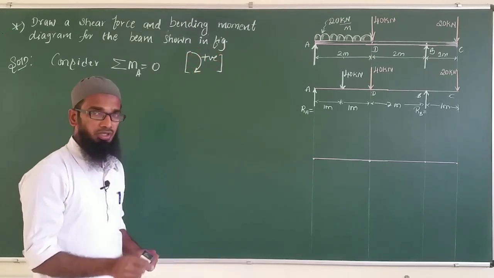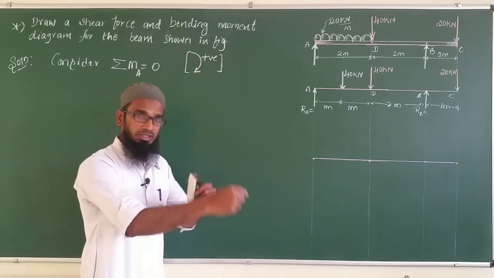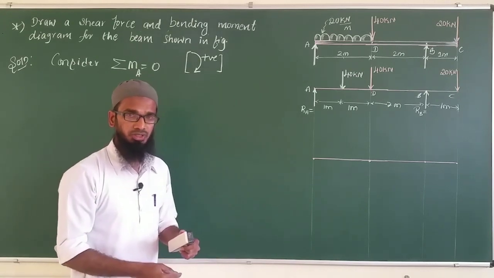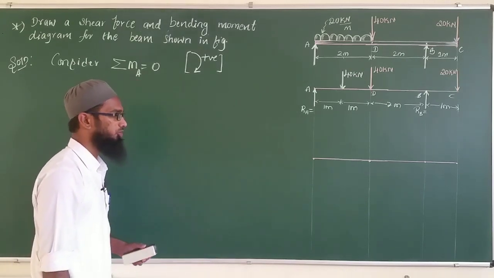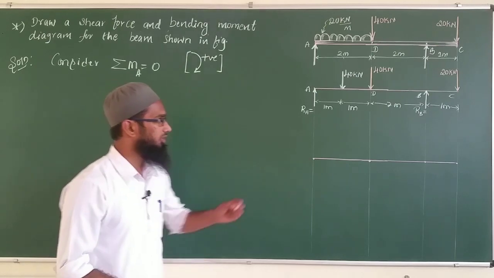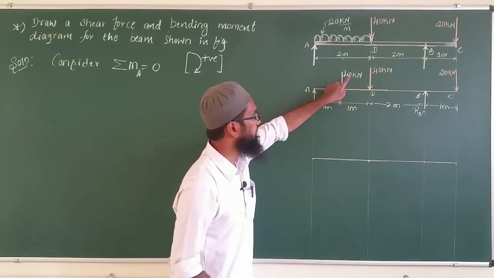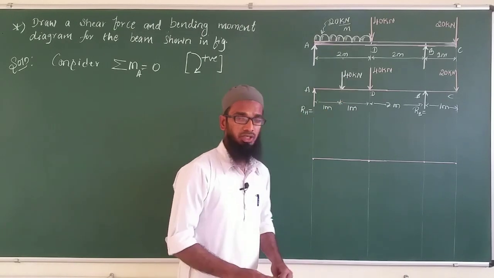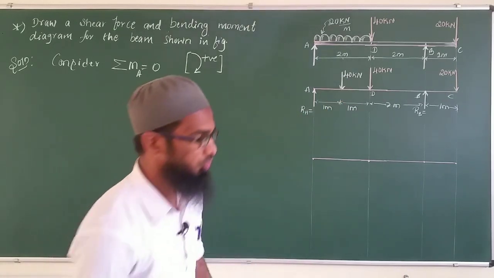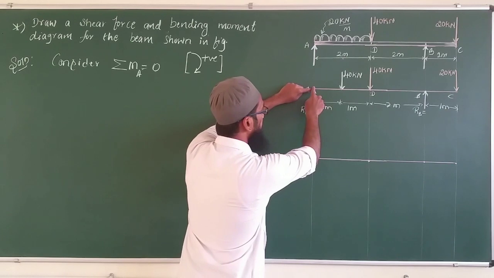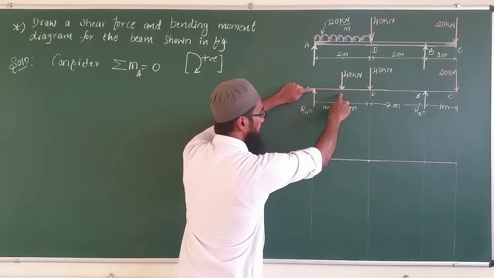Now with respect to A, if the moment is acting clockwise, I will consider that a positive here. Moment is nothing but force into distance. Now this 40 kilonewton is acting downward here. So with respect to this A, 40 kilonewton is acting downward.